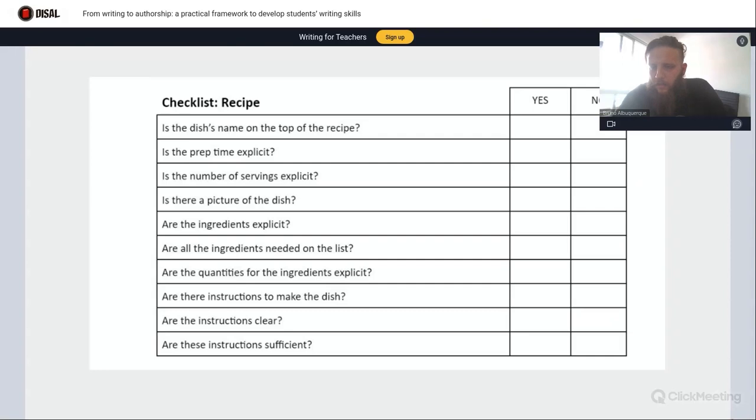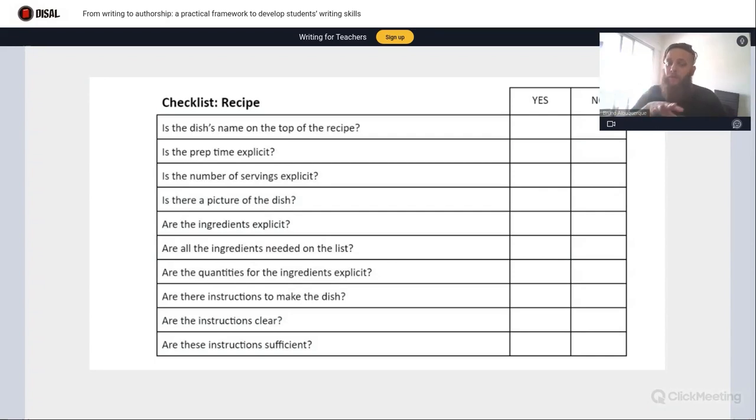Question word, auxiliary verb, subject, main verb. I'm not familiar with that, Roosevelt. I'm sorry. Oh no, this is not a grammar class. We didn't talk about grammar in this lesson. This was very specifically a writing focused lesson.